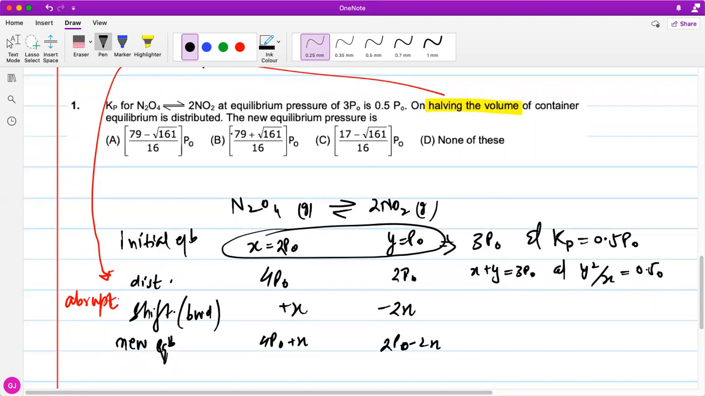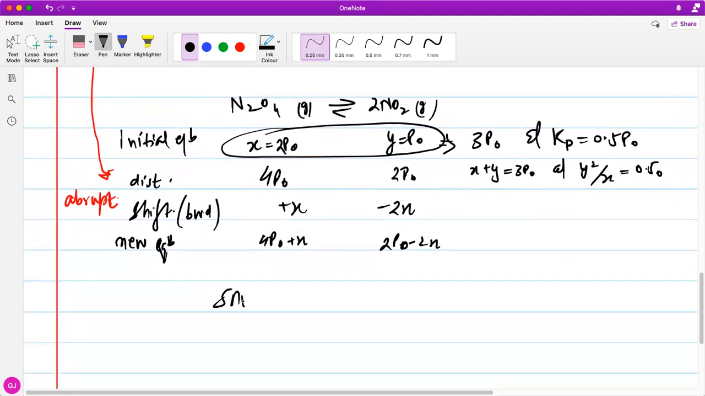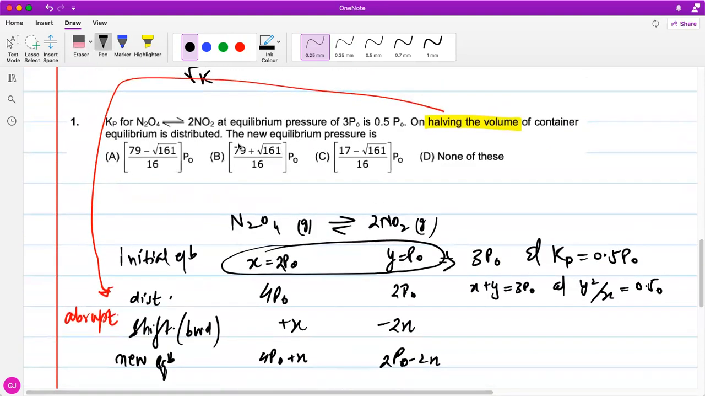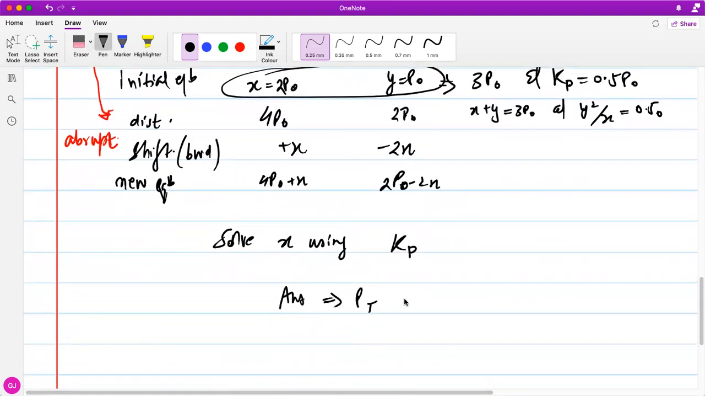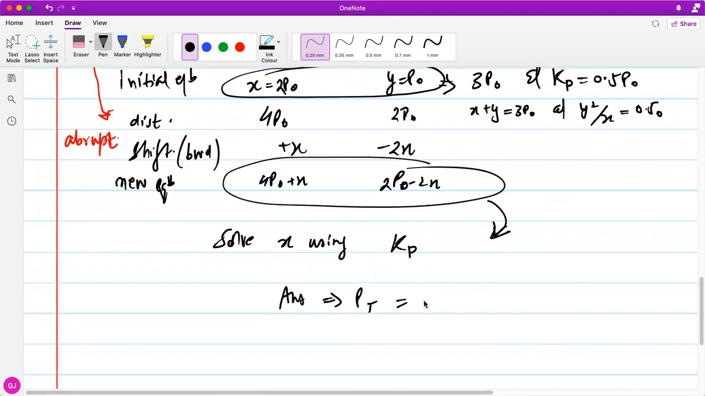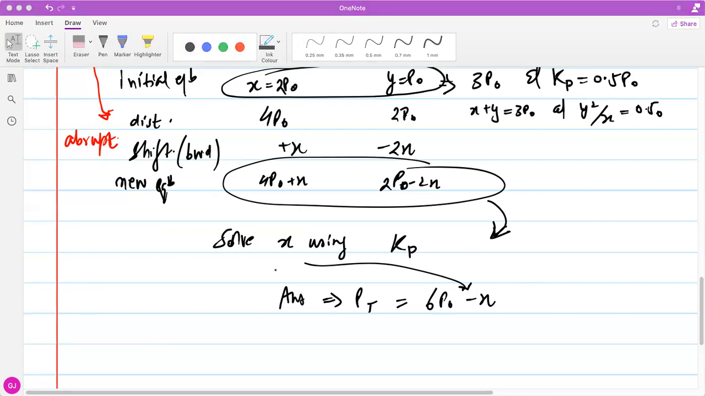Now, how do you go about solving for X? Well, you know the expression of Kp. Solve X using Kp, right? So again, it will be a quadratic. I'll not get into the solving part of it because that is something which you will have to put your efforts into. And once you get that, your answer is the new pressure at equilibrium, P total, right? At new equilibrium, which is this entire thing, right? So it is 6 P naught minus X. So you get the value of X and you put it over here, and this would be your answer.